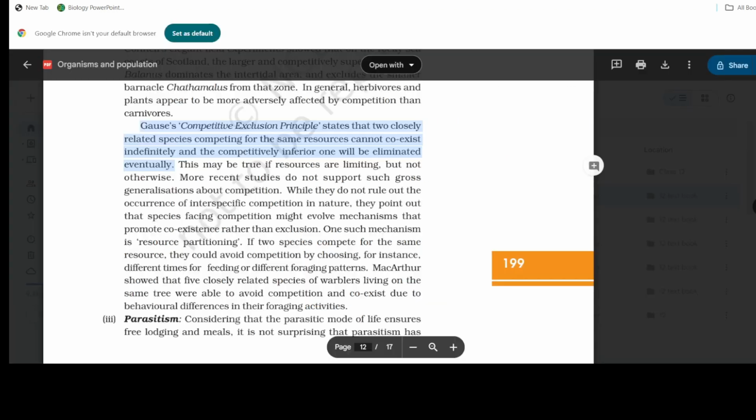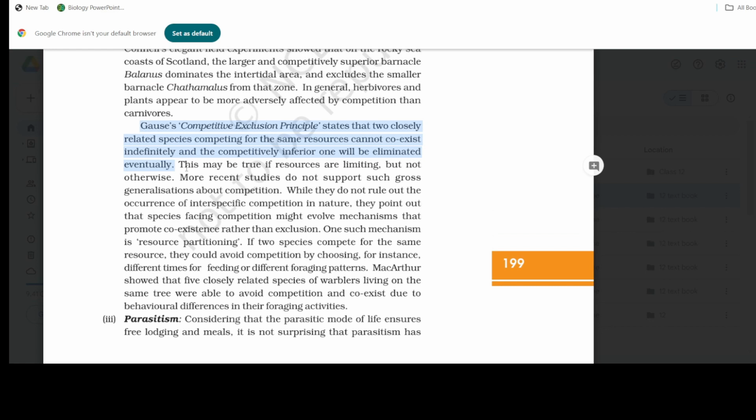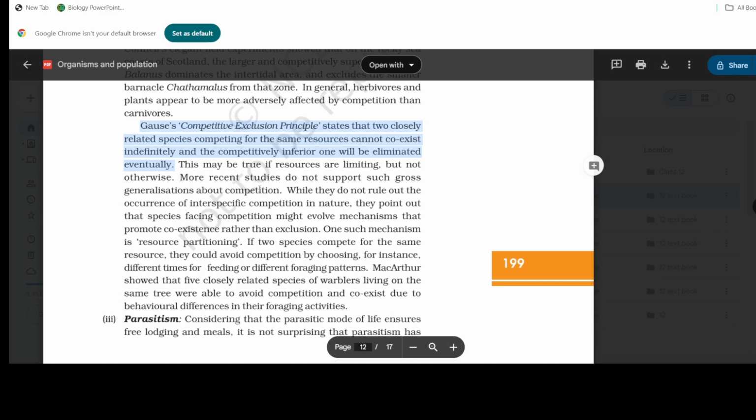Let's get back to the chapter again. See the next sentence. This may be true. That is, this competitive exclusion principle may be true. Inferior species may get eliminated if resources are limiting. If there are only limited resources, this may happen. But if the resources are unlimited, there's no chance for this competition, right? The inferior one also will be getting the resources. So, not otherwise.